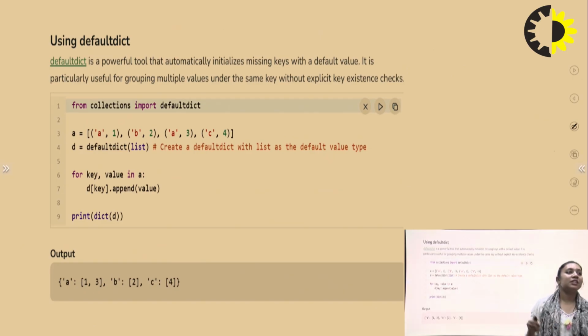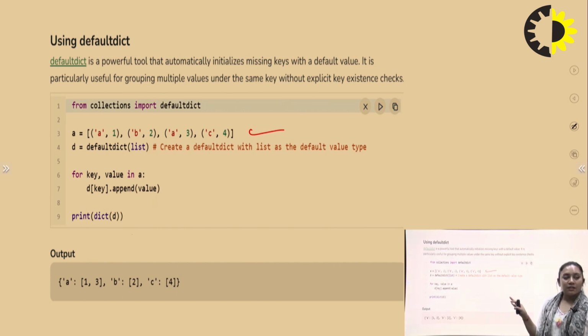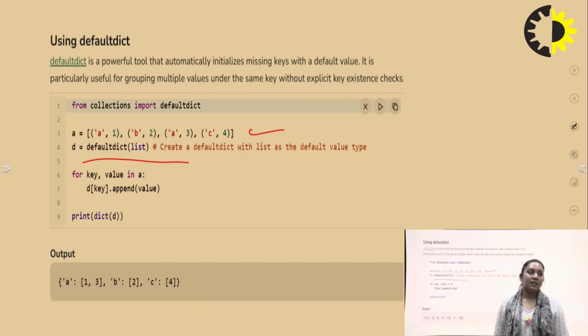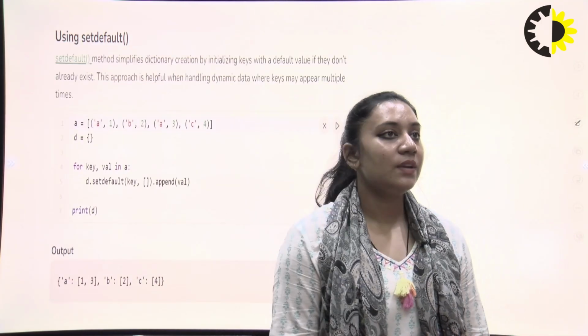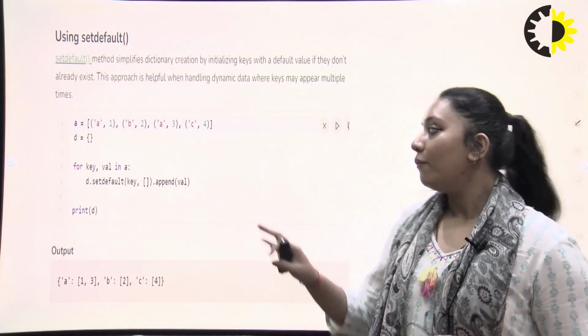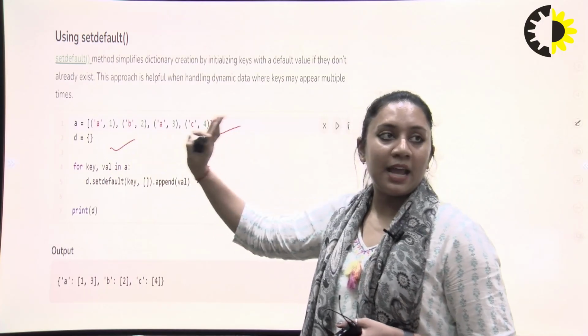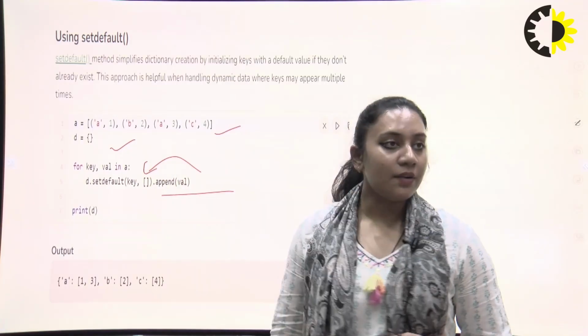Next we have using defaultdict. Defaultdict is used to initialize the missing value with a default value, and it can use multiple types of value under the same key. As you can see, in this we created the list, and after that by using defaultdict with list, it can convert it into the dictionary by appending the value, right? Next we have setdefault. It is used to simplify dictionary creation by initializing the value. For example, this is the list, and we also created an empty dictionary. In this we append all the values from A to D, right?